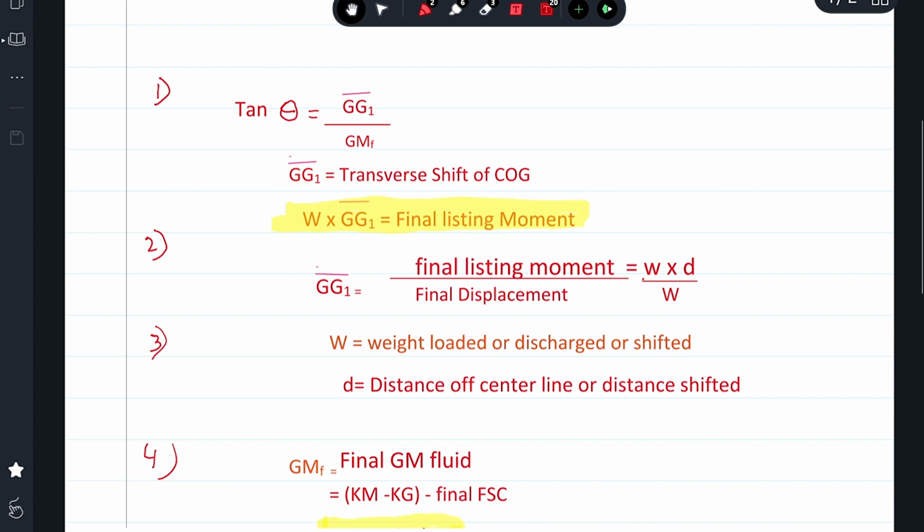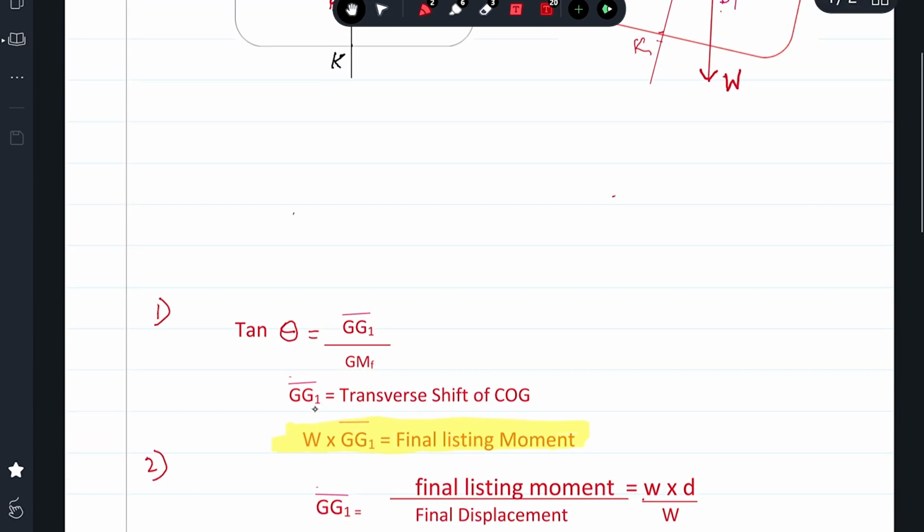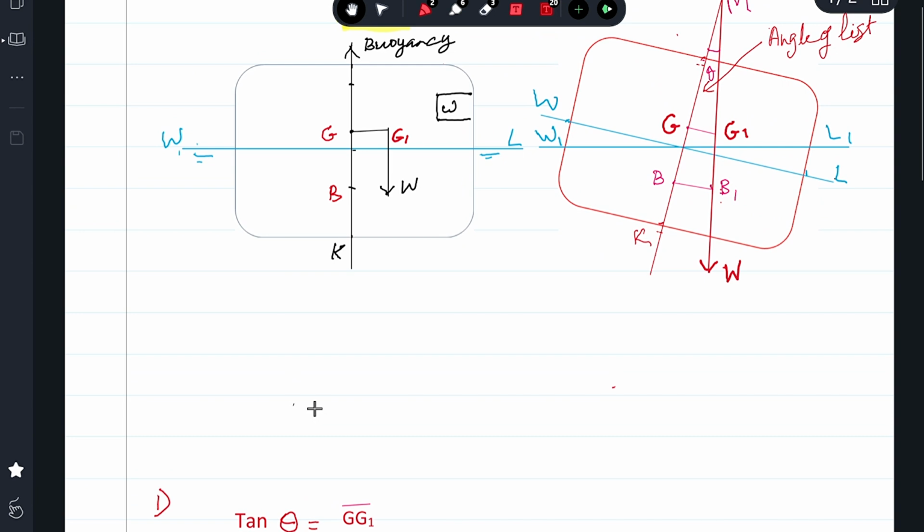Suppose the weight was 5 meters on the port side and it is shifted to 5 meters on the starboard side. The D will be 10 meters, the distance by which the weight was shifted. So this is the most important thing to understand here: the final listing moment is W into GG1, the final displacement of the ship multiplied by GG1.